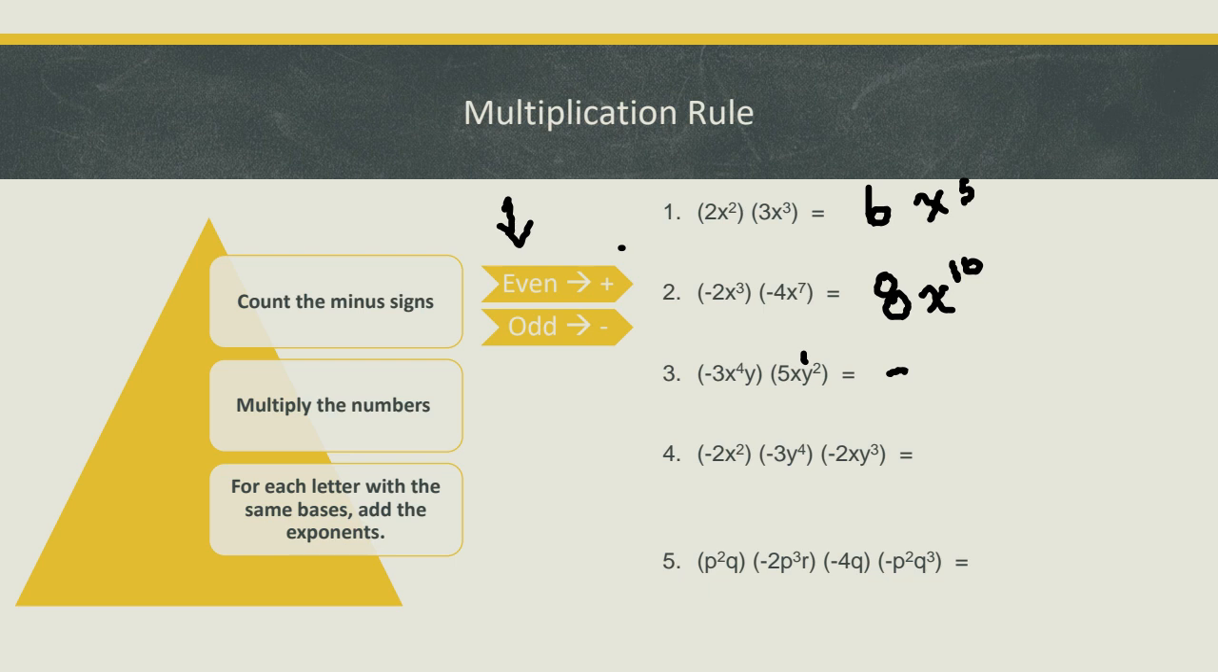So I dealt with my numbers. So I have 4 plus 1 gives me 5. And then my y, I also have a 1 here. So I get 2 plus 1 gives me 3. So negative 15, x to the power of 5, y to the power of 3.